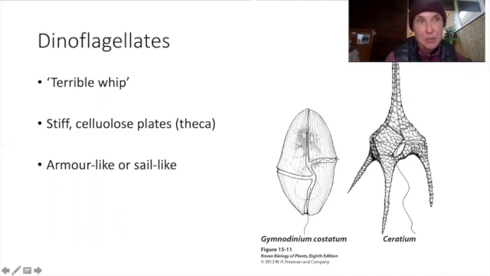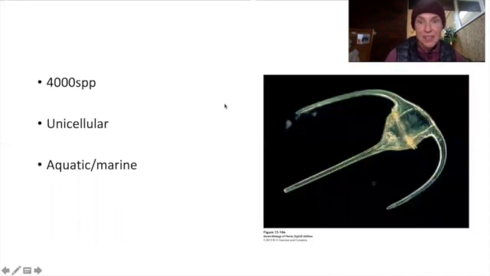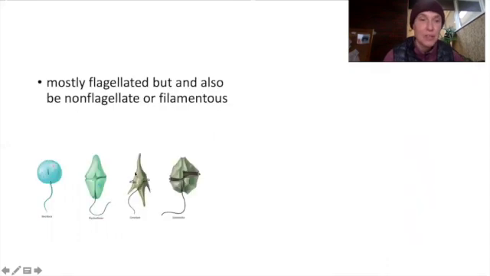Dino is like terrible, right? Dinosaur is terrible lizard. Well, dinoflagellate is terrible whip. And they have these stiff theca that can be either armor-like or sail-like in Ceratium. But I want to show you more pictures of them. That's Ceratium. They're marine and aquatic, mostly marine. They're mostly flagellated, but they can be non-flagellate and they can be filamentous.